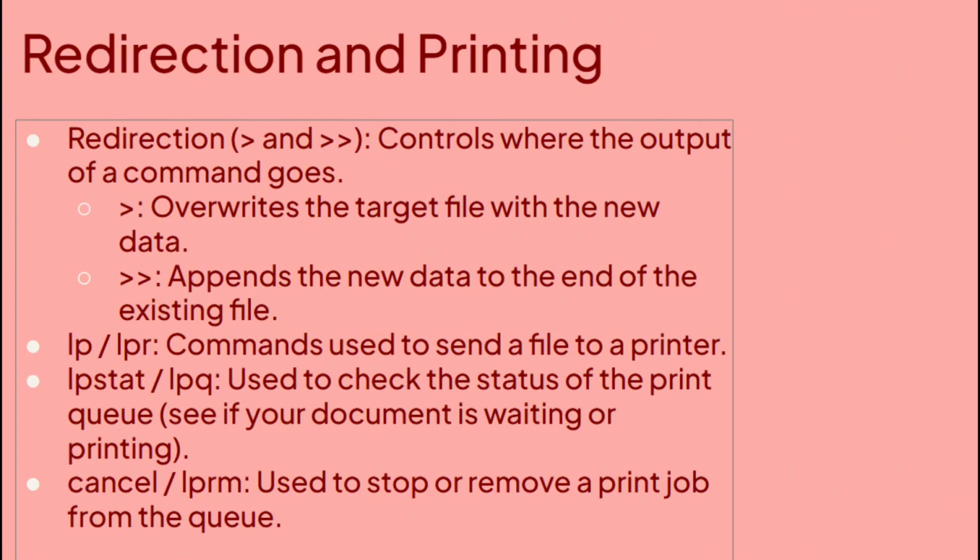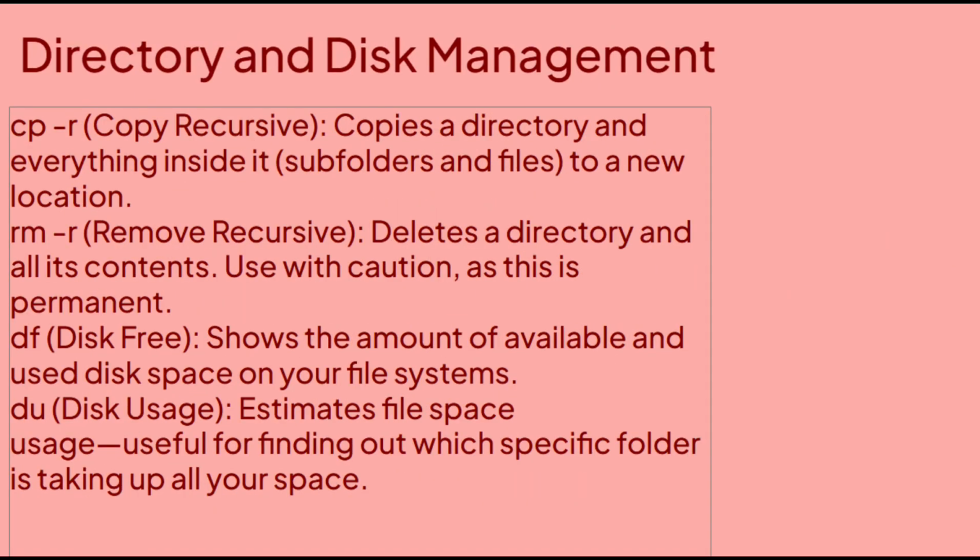Next we have lp and lpr, which are commands used to send a file directly to a printer. We have lpstat and lpq, which are used to check the status of the print queue, which helps you see if your document is either waiting or printing. And then we have cancel and lprm, which are used to stop or remove a print job entirely from the queue. Now we can move on to directory and disk management.